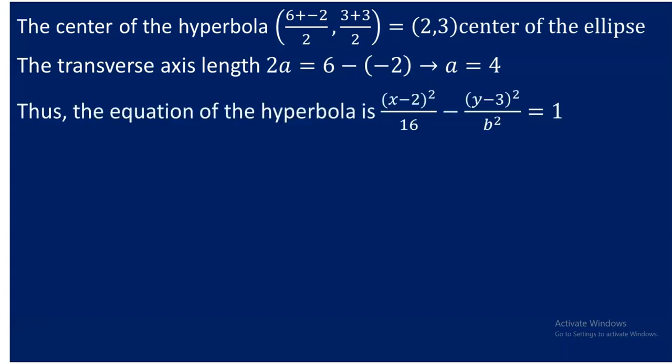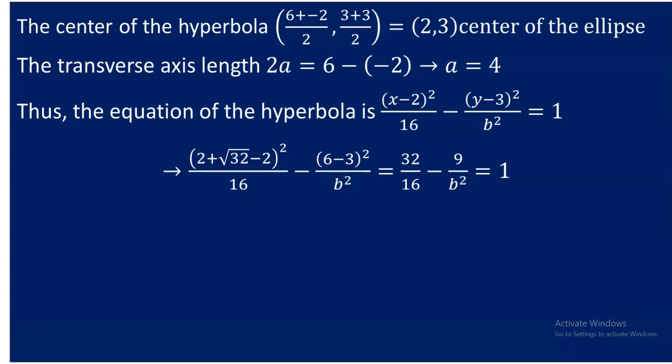So a is 4. Thus, the equation of the hyperbola is going to be determined by using x minus 2 the whole squared divided by 16 minus y minus 3 the whole squared over b squared equals 1. Now from this, we can determine the value of b. Basically, the point 2 plus radical 32, comma 6 lies on the hyperbola, so 2 plus radical 32 can be placed in x and 6 can be placed in y.